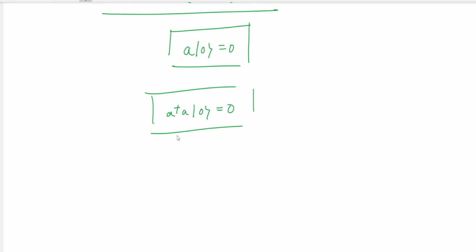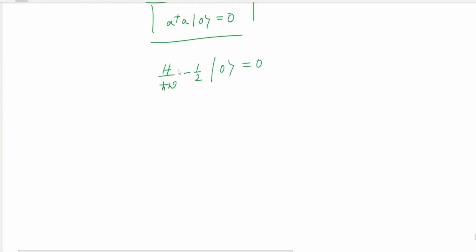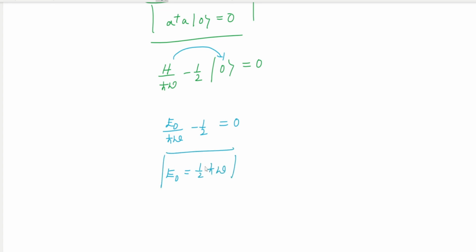Therefore, we know the A dagger A value, so I'm going to write this equation like (H cross omega divided by H cross omega) into 1 divided by 2, into ground state equal to 0. Then if you apply this operator on the ground state, you get E0 divided by H cross omega minus 1 divided by 2 equal to 0. Therefore, E naught equals 1 divided by 2 H cross omega. This is the ground state energy.